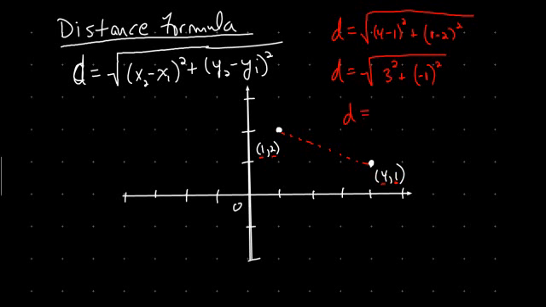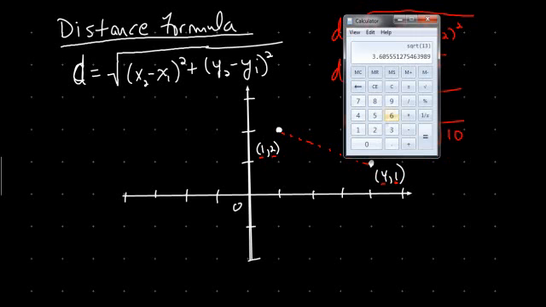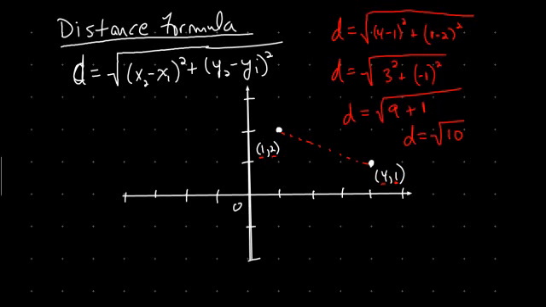And we get that our distance is going to be the square root of 3 squared, which is 9. A negative 1 times a negative 1 is going to be a positive 1. A negative times a negative is a positive. 1 times 1 is 1. So our distance equals the square root of 10, and that's approximately about 3.162. Okay? Let's do a second one.